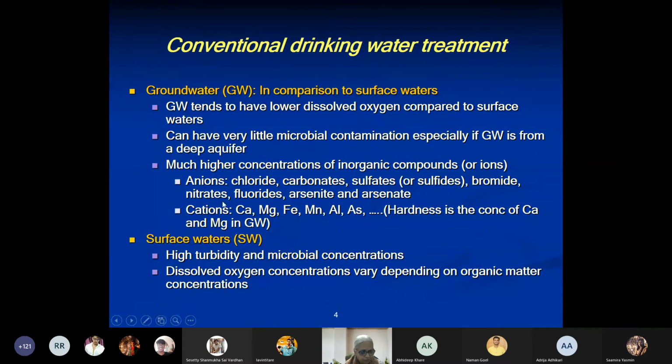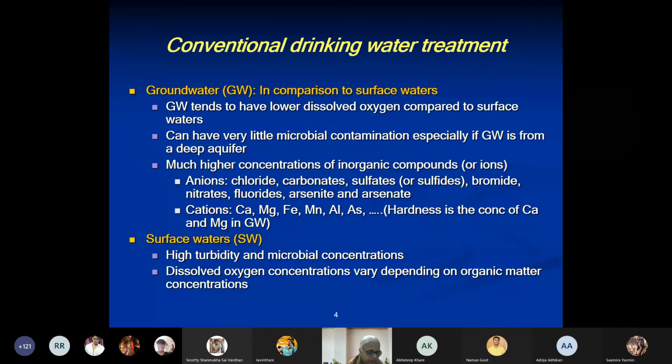You can have cations, calcium, magnesium, iron, manganese, aluminum, arsenic. All these are often present in groundwater in significantly high concentrations. So hardness, like I said, is the sum of the concentration of calcium and magnesium.